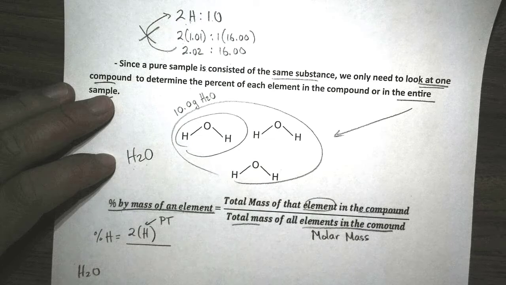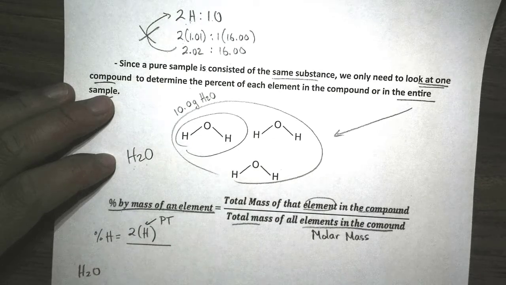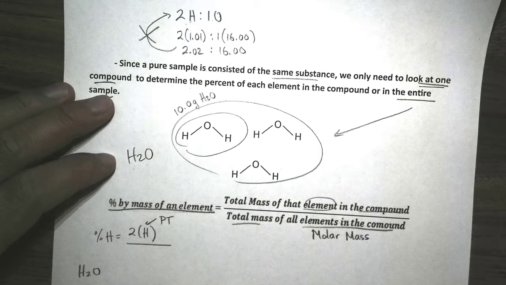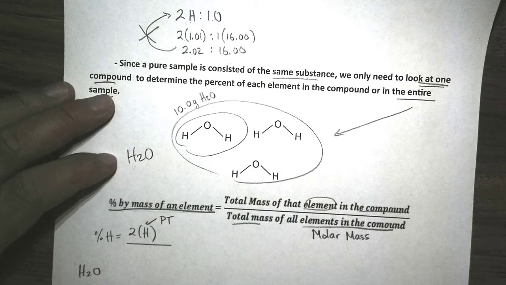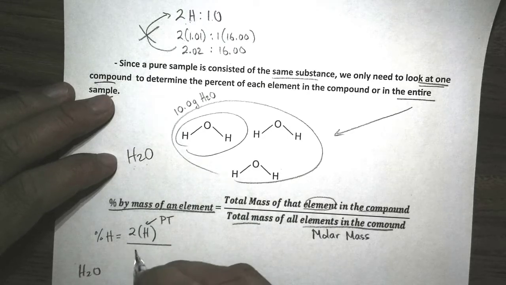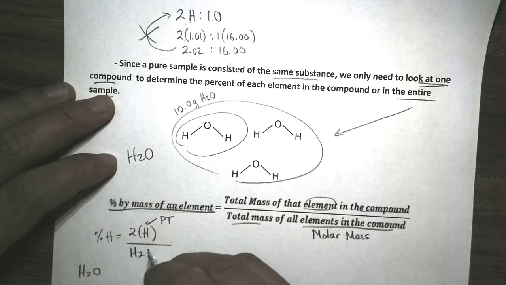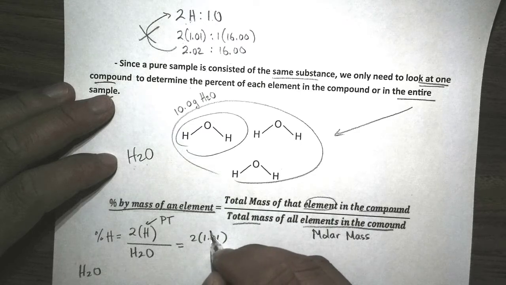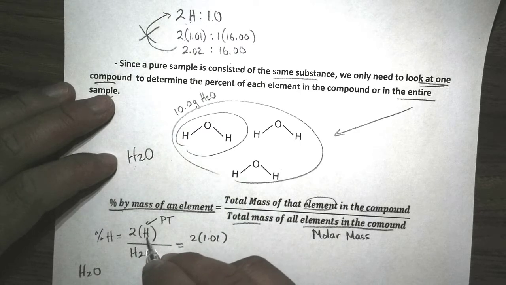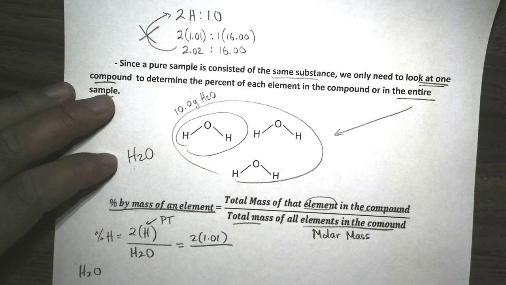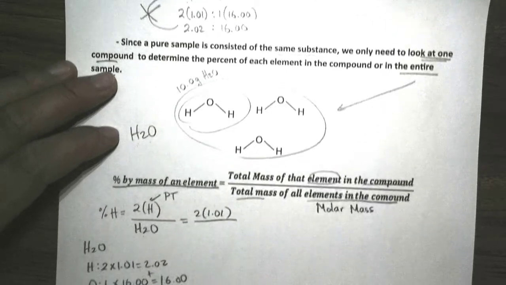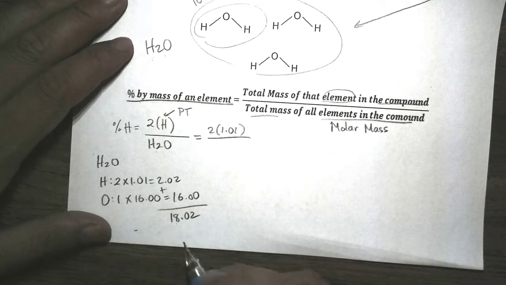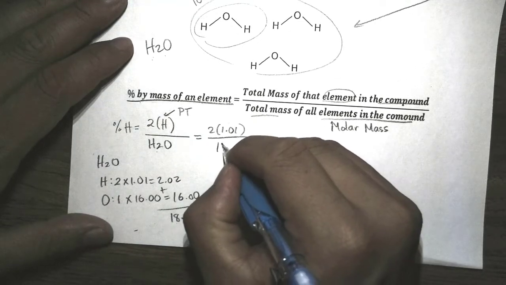1.01 equals 2.02, and for oxygen, it's 1 times 16.00, and that gives us 16.00, and we add them together to give us our molar mass, 18.02. So here we would have the chemical formula for H2O, and 2 times 1.01, that is our molar mass for hydrogen, or the atomic mass of hydrogen on the periodic table, divided by the molar mass for water. In this case, it's right here, which is equal to 18.02.